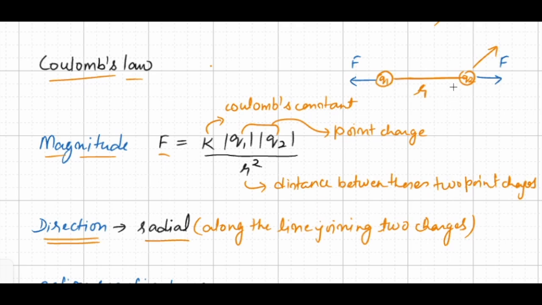We can find it like this: if q1 and q2 are positive charges, we know they will repel, so the direction in this case will be radially outwards. And if one of them is negative, again the force will be on the same line but radially inward. Radial means it will always be along the line joining them, and depending on what kind of charges there are, if they are positive-positive they will repel, if they are positive-negative they will attract. That we can get from our common sense, from our previous classes knowledge. So this is how we calculate with Coulomb's law.